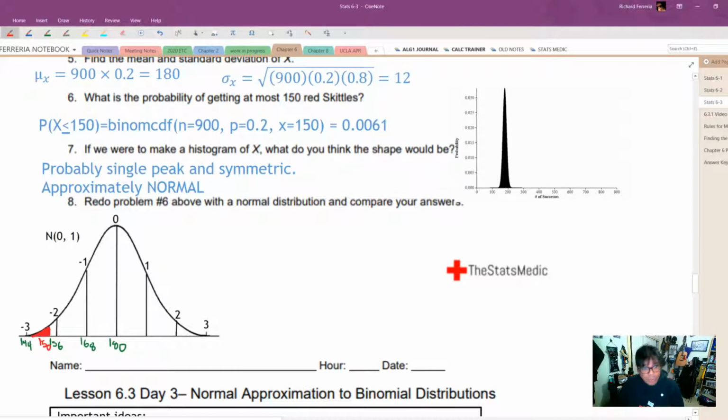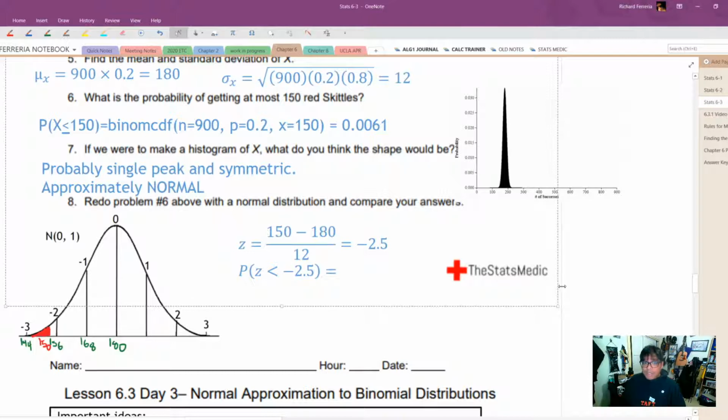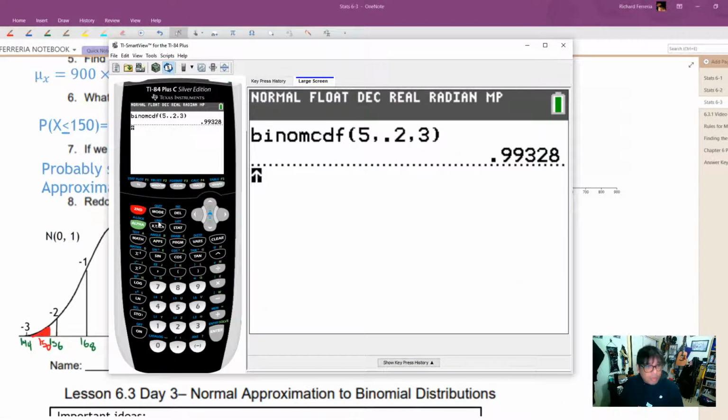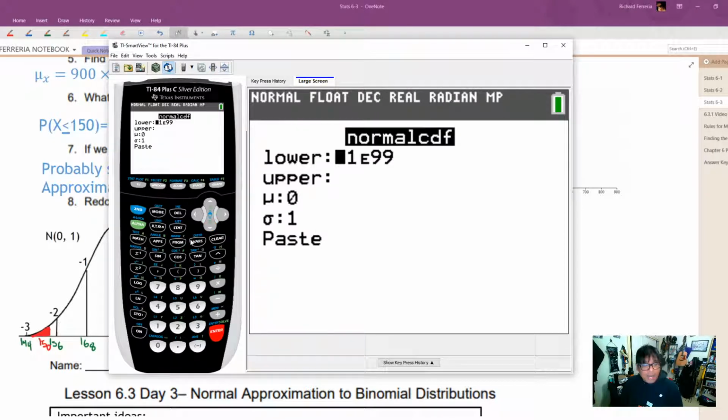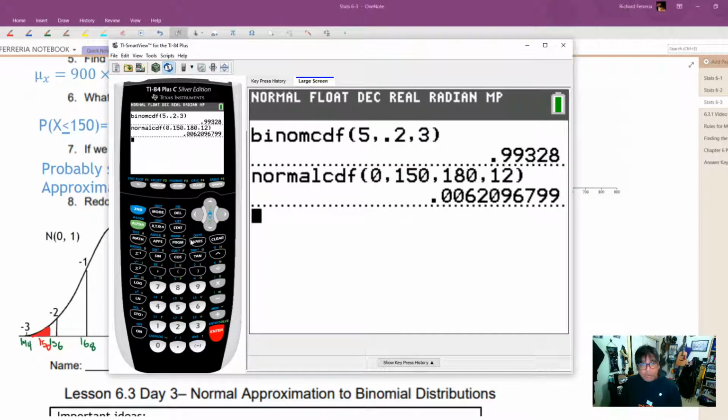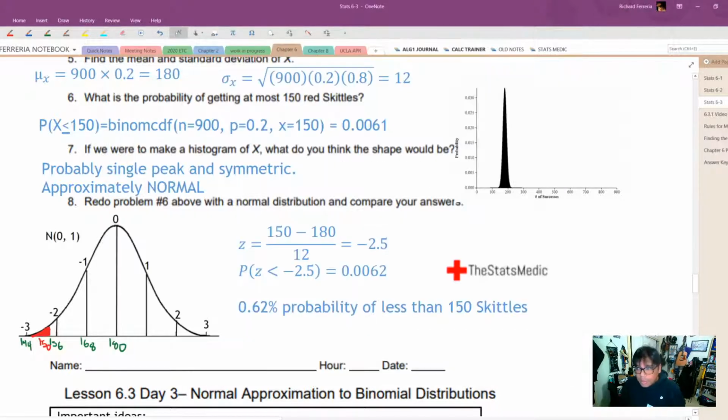And then we go to our equations. The z-score is 150 minus 180 over 12, which is -2.5. Then we write down the probability that z is less than -2.5, and we go to our calculator. Here in the calculator, we're going to go to distribution and normalcdf. The lowest number of M&Ms that we can get is 0, and we want to go up to 150. So anywhere between 0 and 150. The mean number of M&Ms was 180 with a standard deviation of 12. We'll paste that in there, and we get 0.0062. So there is a 0.62% probability of less than 150 Skittles.